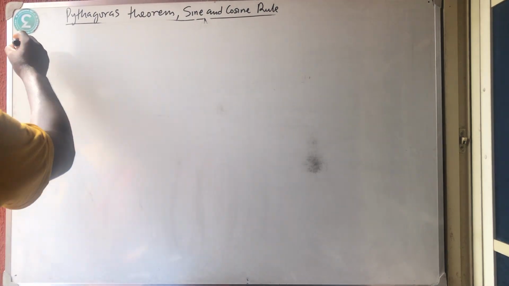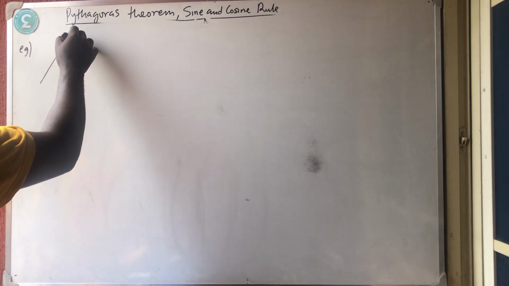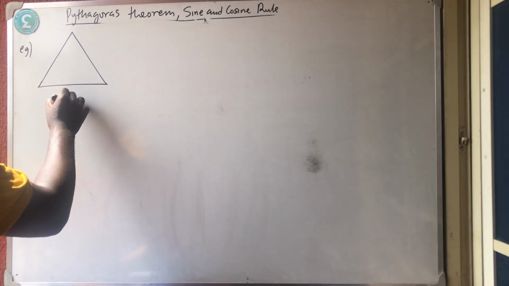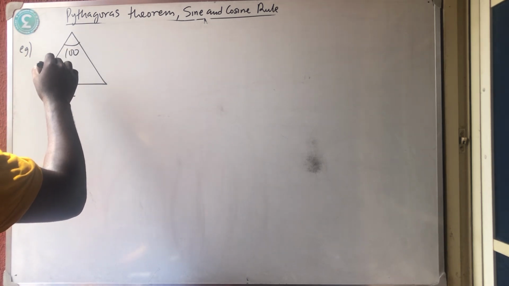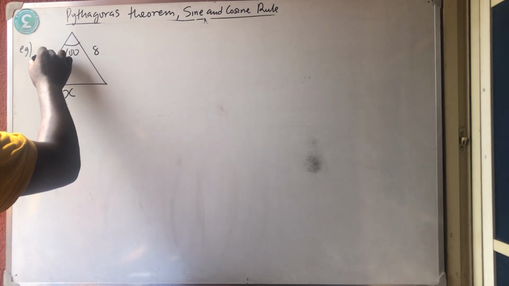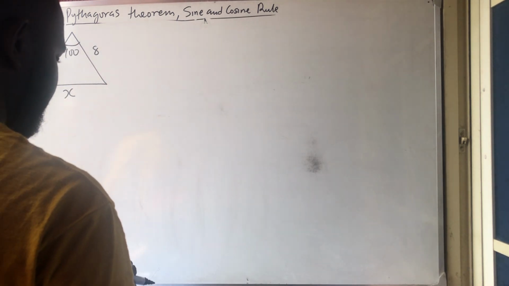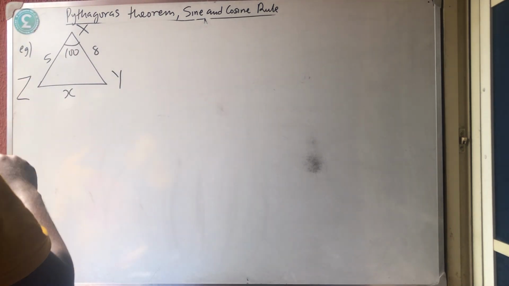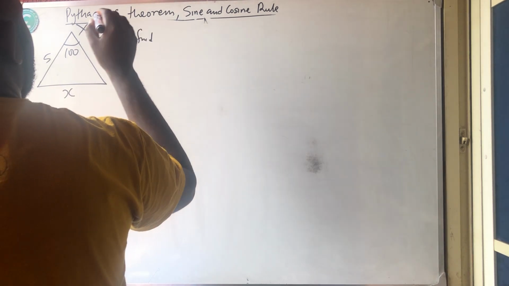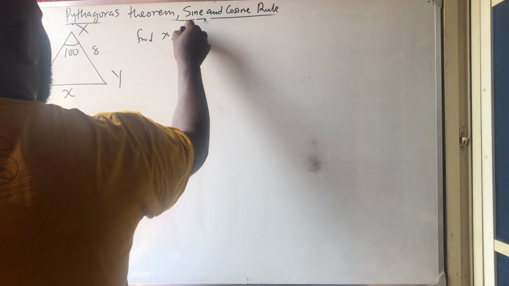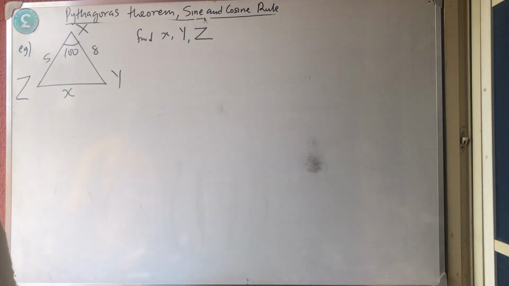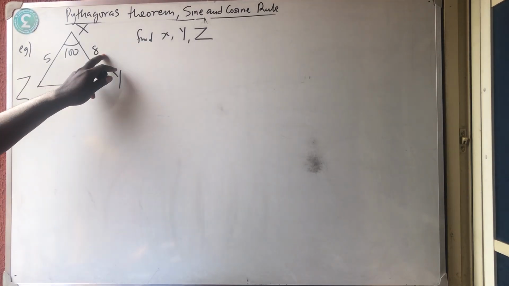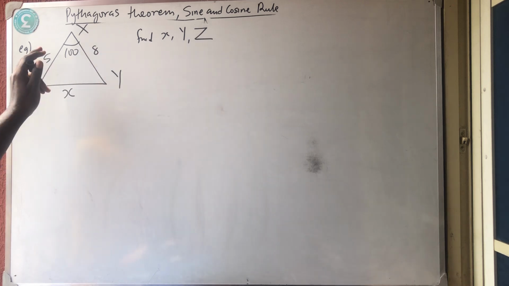Okay, example. They gave us a triangle like this. They say that here is x and here is 100, here is 8 and here is 5. So this is capital X, capital Y, capital Z. They said find X, capital Y and capital Z. So these are the 3 places they say we should find. Now if you look at this very well, they gave us 2 sides and one angle in between the 2 sides. So what do you think we should use?